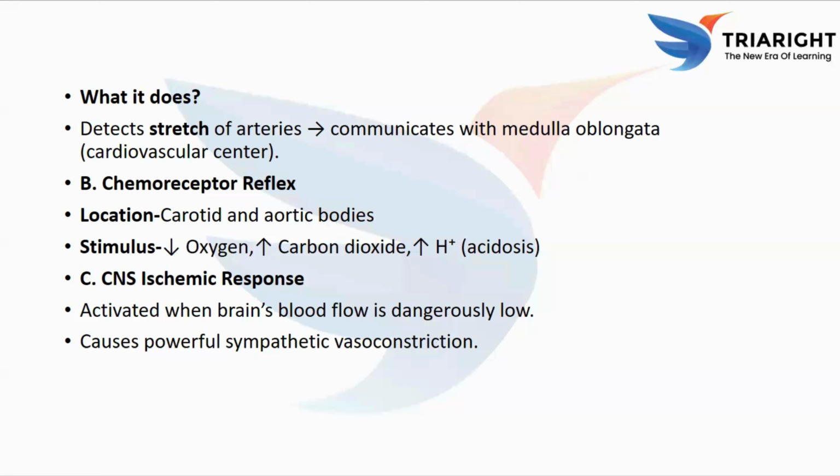So you have to remember, baroreceptors detect the pressure changes. Chemoreceptors detect the chemical changes like oxygen, CO2, acidity. Whereas the CNS ischemic response is the emergency mechanism when brain blood flow is critically low. So this is about the blood pressure regulation.